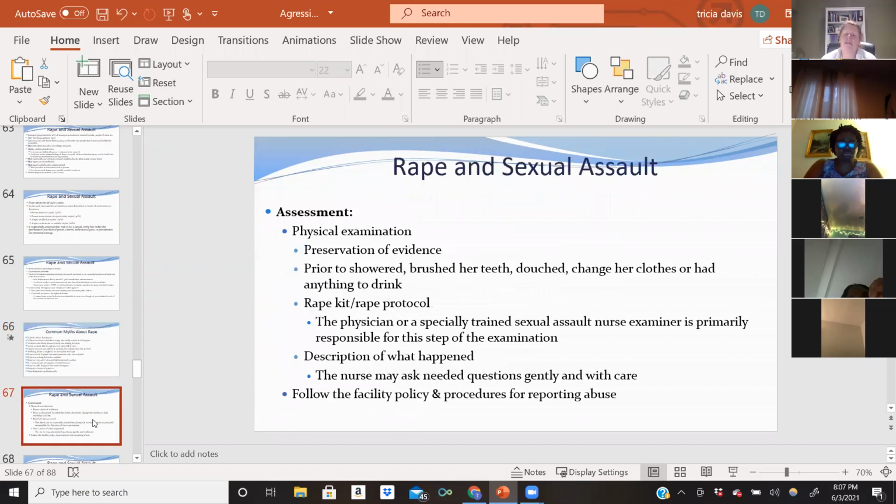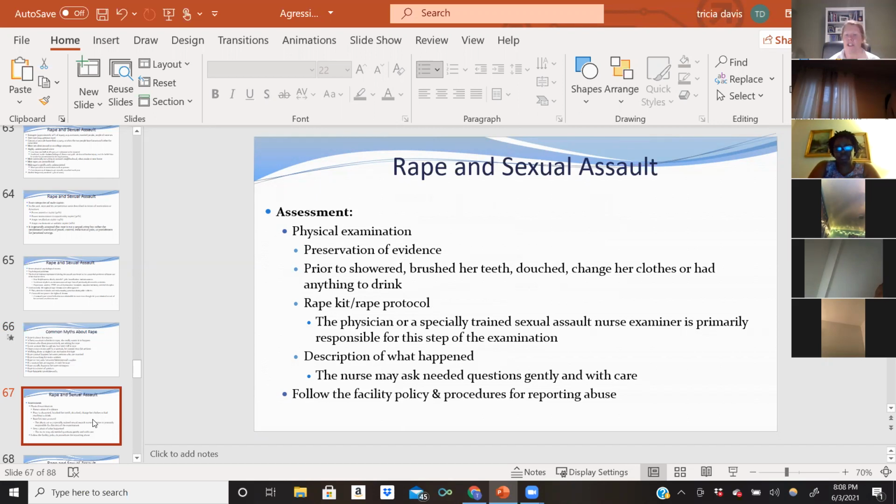All right, so when we do our physical assessment, what are we going to look for? One of the most important things is that we want to preserve any evidence that the patient may have. So usually we do what's called a rape kit. It is part of what a hospital would consider a rape protocol. This is always performed by the physician or a specially trained sexual assault nurse examiner. They usually are responsible for doing this, so they know how to handle the evidence. So we want to try to do this, hopefully, if the patient has come within a certain number of hours.